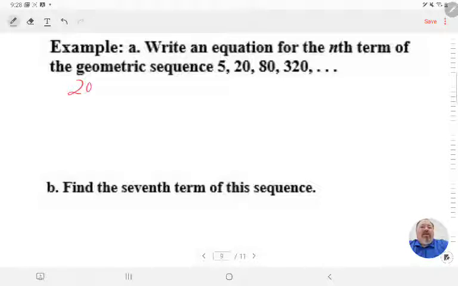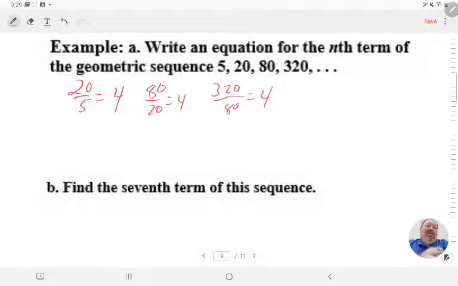So we would go 20 over 5, which is going to give me 4. Then we would have 80 over 20, which is going to give me 4, and 320 over 80, which is going to give me 4. Okay? All right, so that tells me that I have a common ratio of 4. So I would say a sub n would equal the first term. The first term is 5, times the common ratio, which is 4, to the n minus 1 power. Okay?